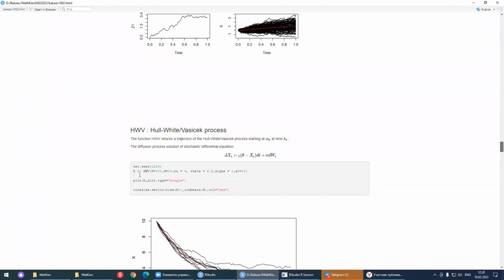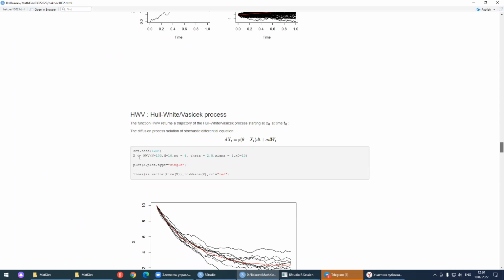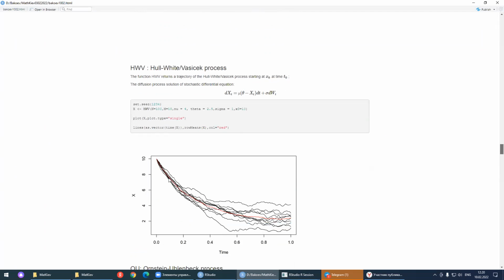Now here I see x is this Hull-White process with n equal 100, the steps, and the volume of the sample, and mu equal 4, theta equals this, sigma this one, and x0 is 10. In this case, you can see the plot of this stochastic process.